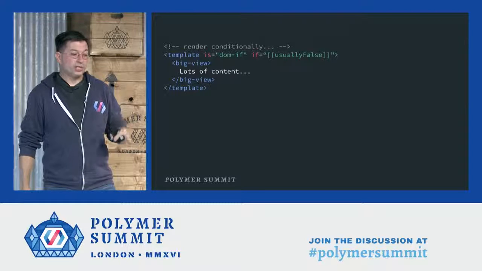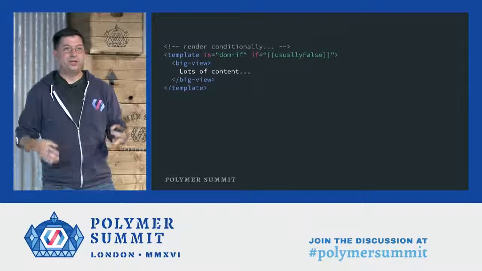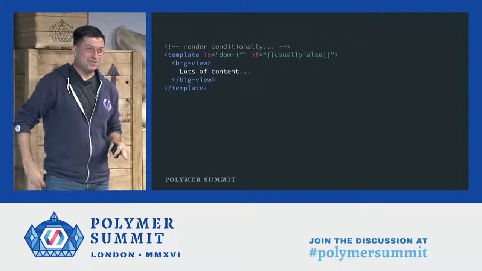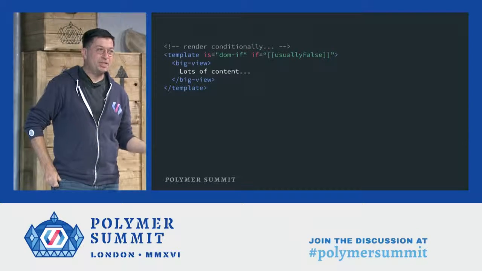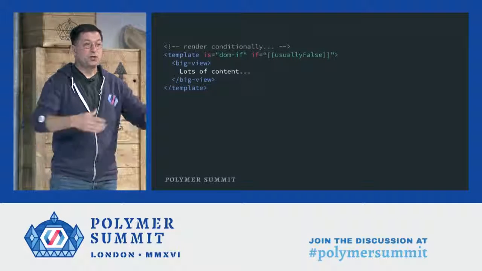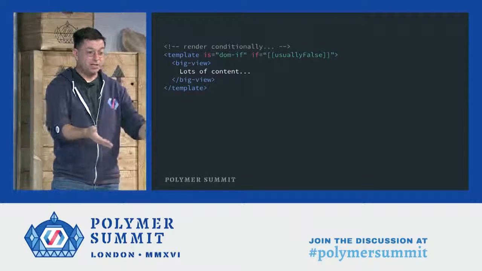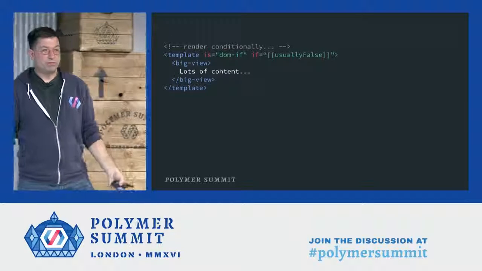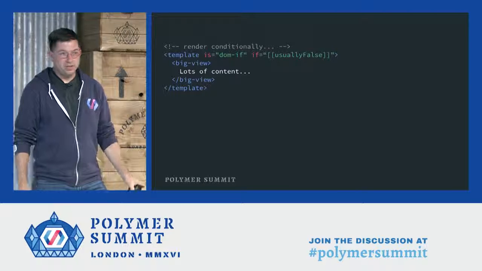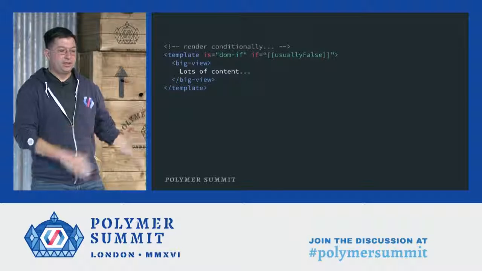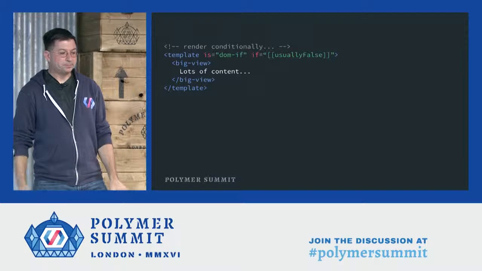In this case, it's going to render if a property called usually false is set to true. I specifically named it usually false because it means that in the common case, it's not going to be true, and we're not going to render this content. So again, in that common case, we're going to render less elements. And the element inside here, big view, is very likely to be a bit of an expensive element. So it's a reasonable thing to hide behind this use of conditional rendering.